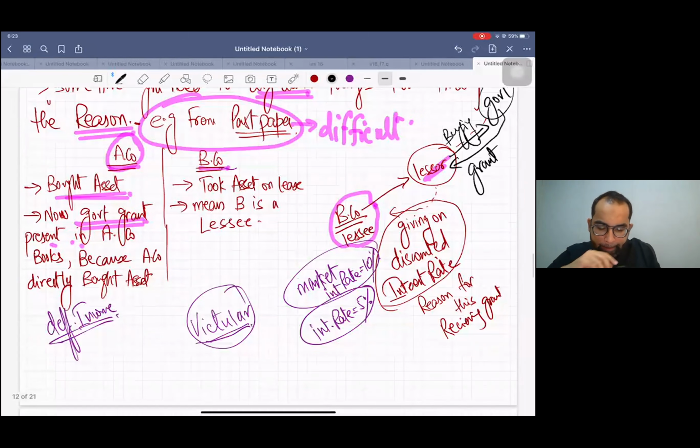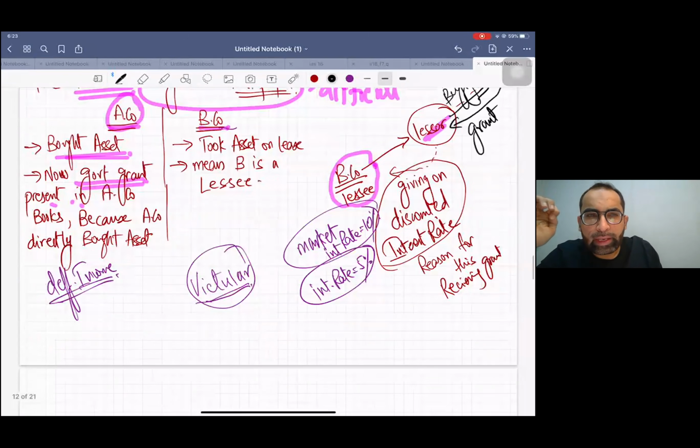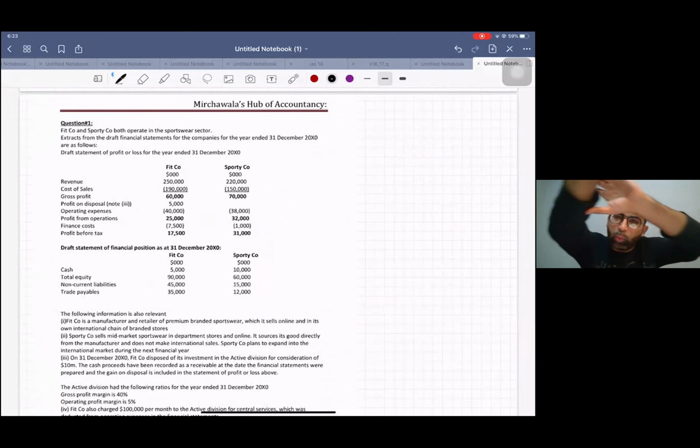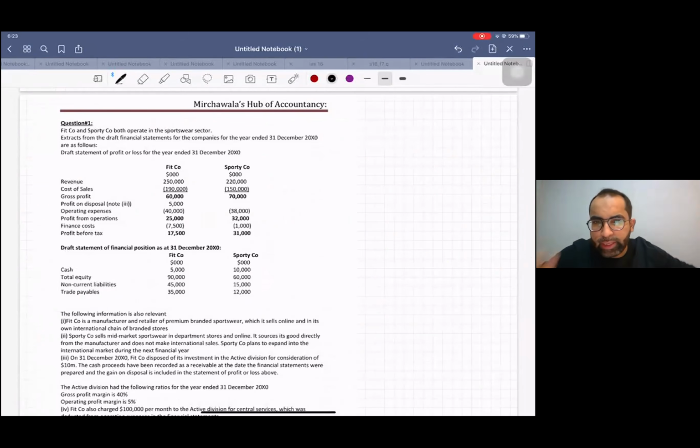Now, I sent you one questions folder yesterday, dear. In that folder, this is a very latest past paper. Even in your recent examiner report, the examiner used the name of this company to practice this.